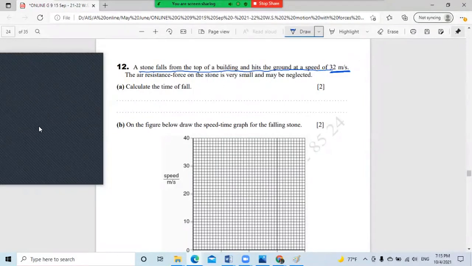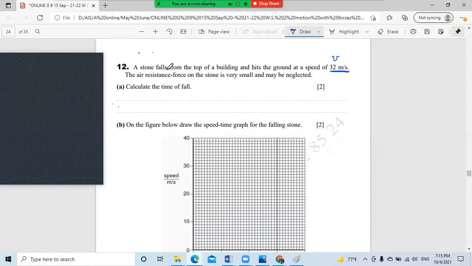Gravitational force. What do you mean by gravitational force? Is there weight here? This is speed, of course. This is V. What do I mean by V? This is the final speed. Really? That means they gave us the initial speed.